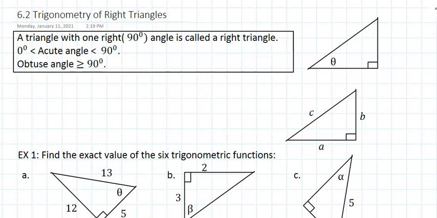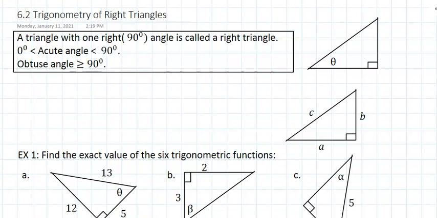Section 6.2, we're going to start out of sync in this class. We're going to start with chapter 6 first, then 5. So 6.2, trigonometry of right triangles. So let's specify what everything is.